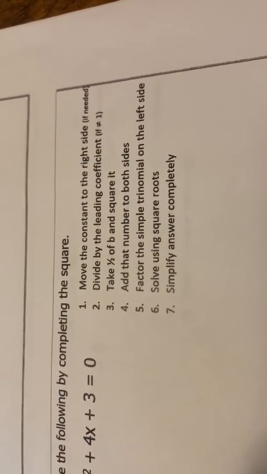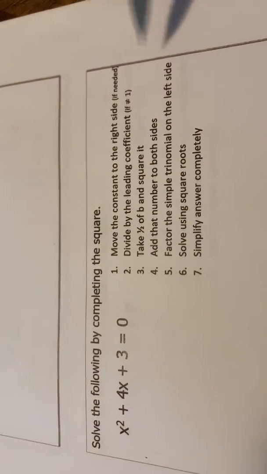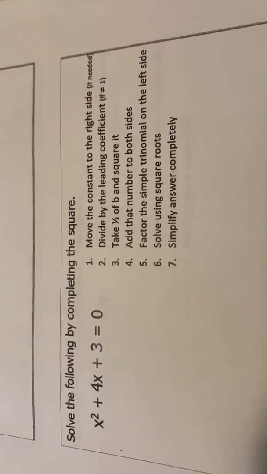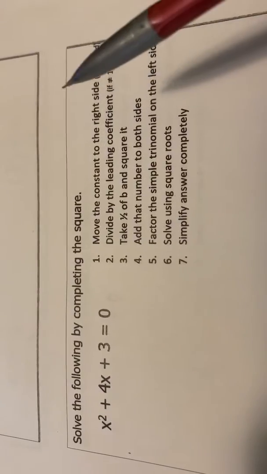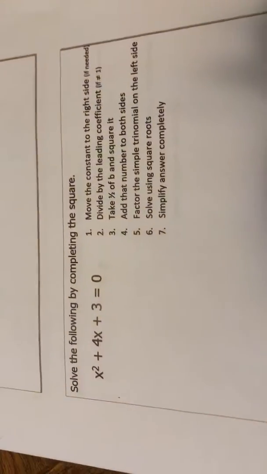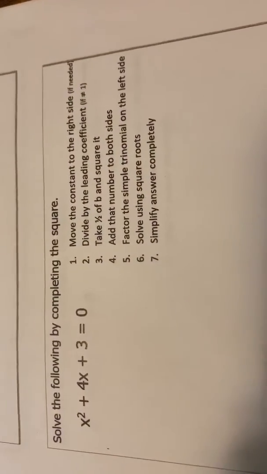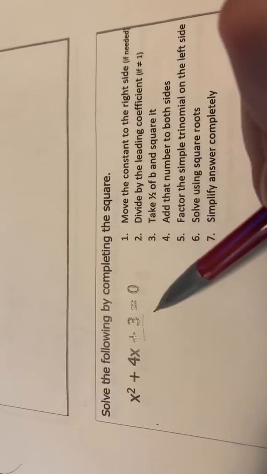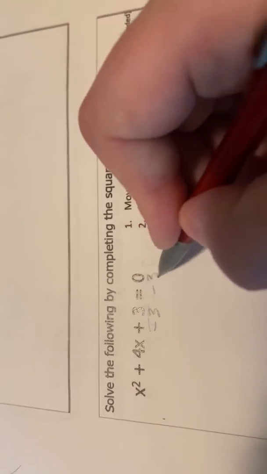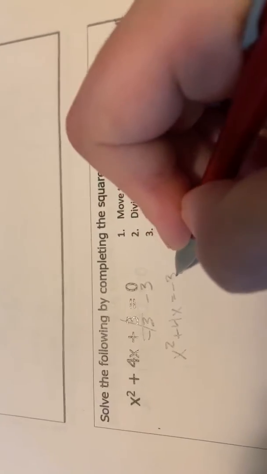Completing the square is a method that you very much want to follow step by step. Step 1 says to move the constant to the right side if needed. The constant, this is our review of vocabulary, is a number without an x. So the constant in this case is the 3. I need to move that over here to be by itself, so I'm going to subtract the 3.